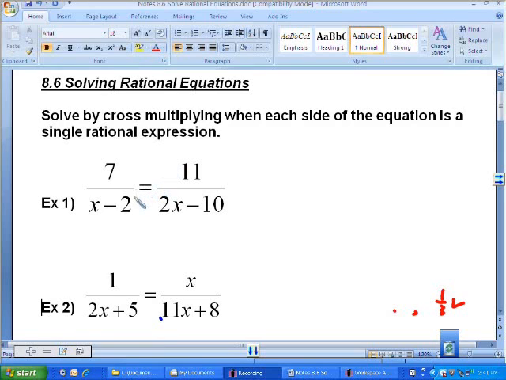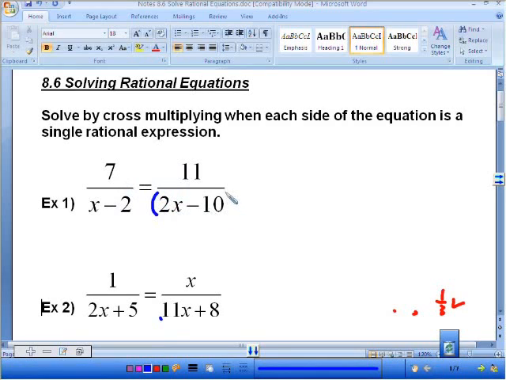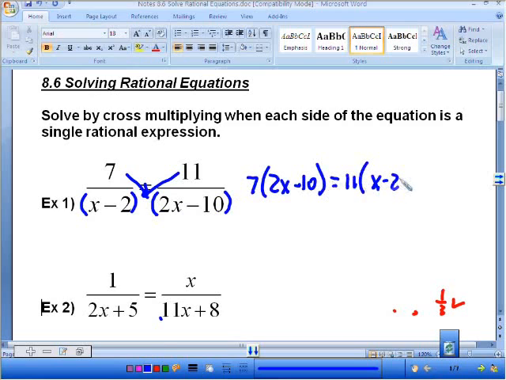When we're solving rational equations that are set up like a proportion, they're easy to solve by cross-multiplying. First, remember that these terms make up a binomial, so if you put parentheses around them, that might help you remember to distribute. 7 times (2x minus 10) equals 11 times (x minus 2). And then we'll go ahead and distribute that.